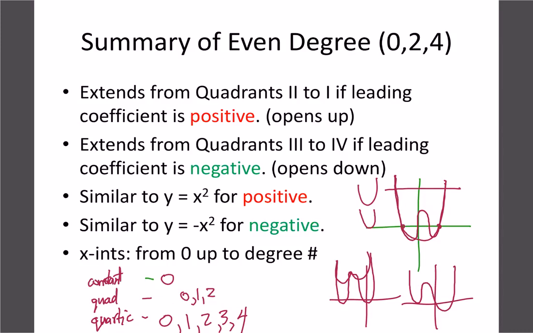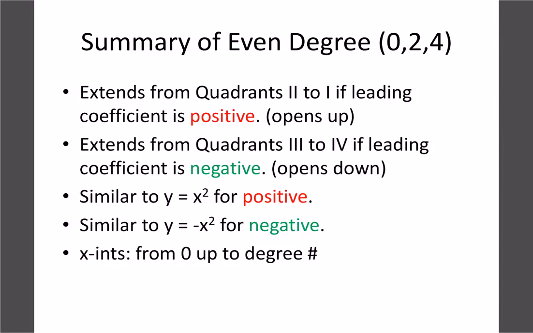For odd degrees, it's 1, 2, 3, 4, 5, up to whatever the degree number is. For even degree ones, it's 0, 1, 2, 3, 4, depending on whatever it is. And positive even degree ones will always be from the top two quadrants. So it doesn't matter what kind of equation it is. If I gave you a positive x to the fourth equation, it's going to start in quadrant 2, and we'd get our W shape, and it'll end up in quadrant 1.